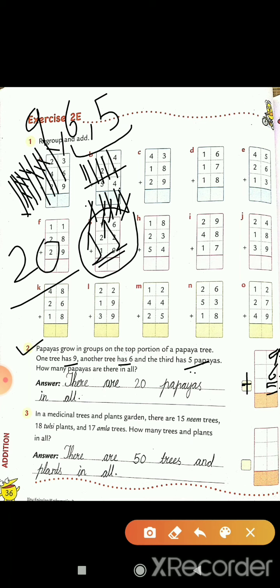Now, as these are single digit numbers, you can directly write 20. So, 2 in the column of tens and 0 in the column of ones. So, our answer is 20. Students, here in the answer column, you have to write: there are 20 papayas in all. Got it, students?